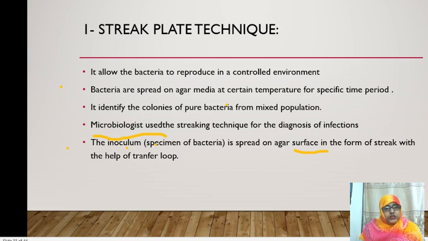If we have a mixed population of bacteria, 3 to 4 different types of bacteria, then by using streak plate technique we can identify them very easily by drawing different patterns. Microbiologists use this streaking technique for diagnosis of infections. The inoculum, that is, the specimen of bacteria, is spread on the agar surface in the form of streak with the help of transfer loop. We will take a transfer loop having a sample, having inoculum of bacteria, then we make a pattern over there, and then on that pattern the bacteria will grow using the nutrition from the media.